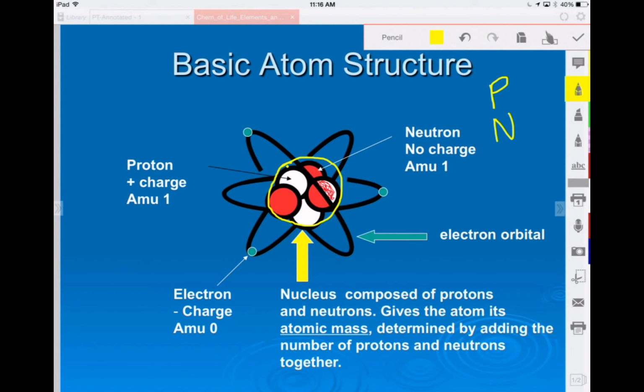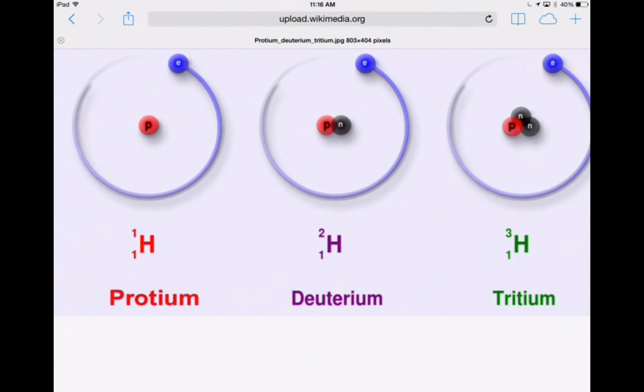Now some things don't necessarily have neutrons. Neutrons are like extra weight, excess baggage. They make things heavier, but they don't change the identity of the element. Case in point, I'll pop out to the web here. Here's an interesting little doodad from Wikipedia.